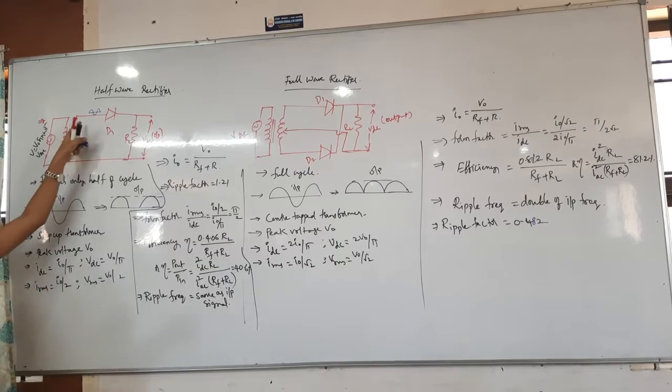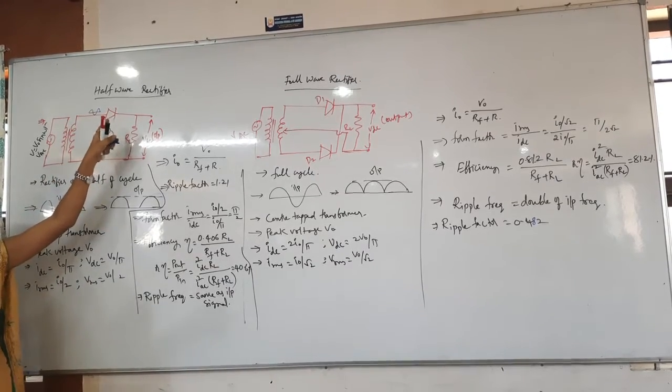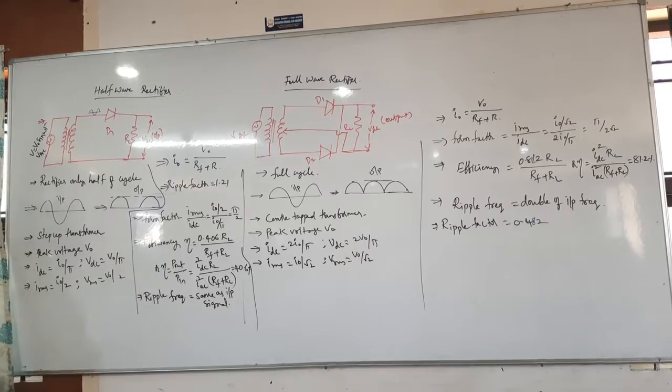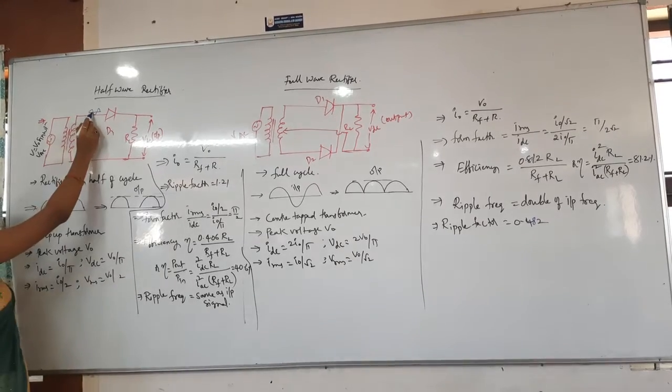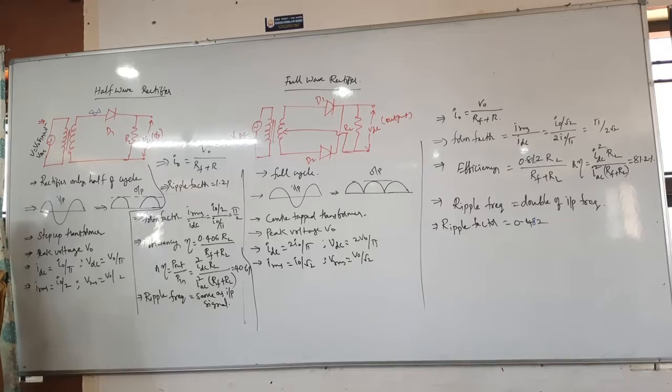Whenever the positive half cycle is coming, at that time it is conducting in which bias? Forward bias. So only the positive half cycle is passed. Then whenever the negative half cycle is entering, at that time it will be in which bias? Reverse bias. At that time it will filter the negative half cycle, then positive half cycle, then negative half cycle, like that.